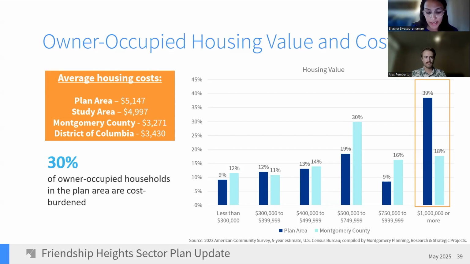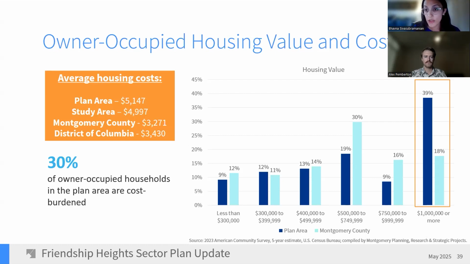The average housing value in the plan area is just over $1 million, while the average housing value in Montgomery County is approximately $728,000. These high housing values are reflective of average owner costs as well, which are around $5,000 a month in both the plan and study areas, but closer to $3,300 in Montgomery County and DC.